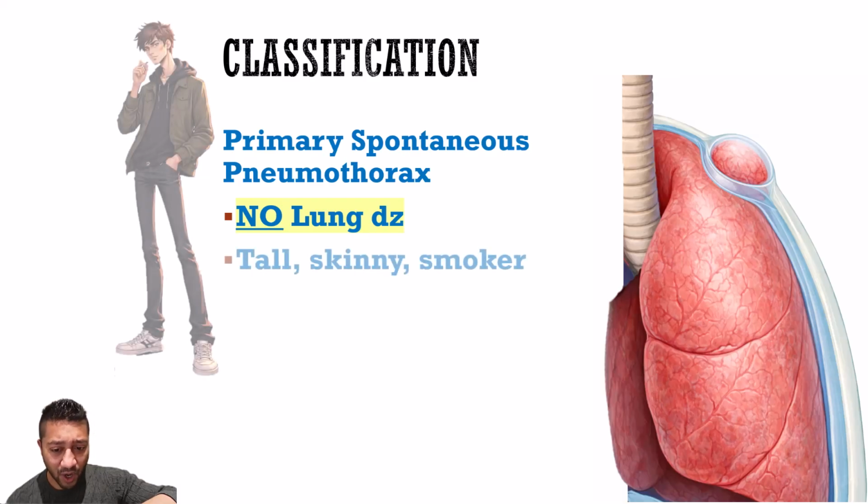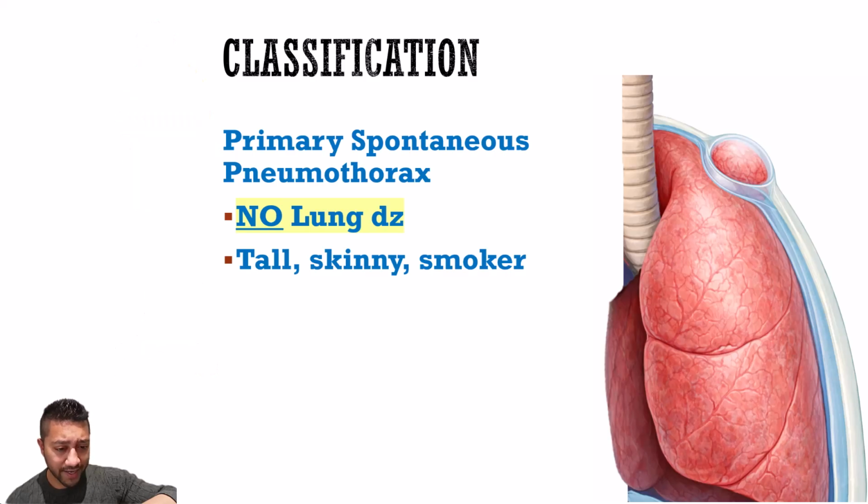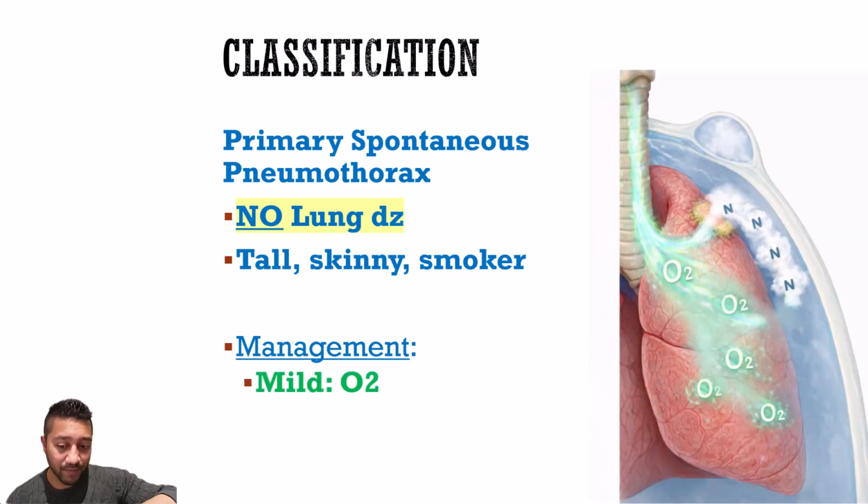Often these patients are tall and skinny and smoke, each of which are risk factors for chronic irritation of that pleural sac and eventual formation of lung blebs that can rupture. So if you have a patient that falls under the classification of a primary pneumothorax, in other words, they have no underlying lung disease, then their primary management will vary based upon the severity of the patient's symptoms. So if the patient has mild symptoms, no abnormal vital signs, then this patient can be managed with supplemental oxygen as their treatment of choice.